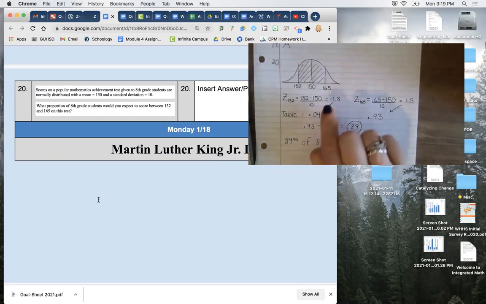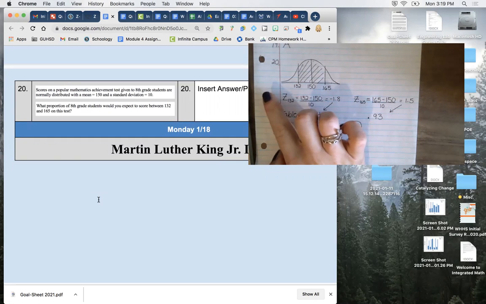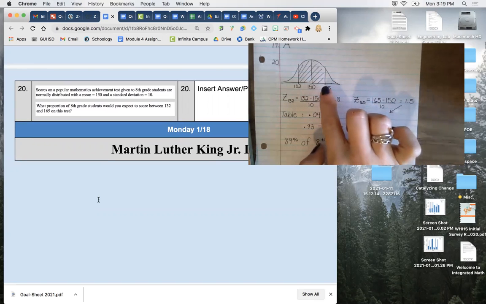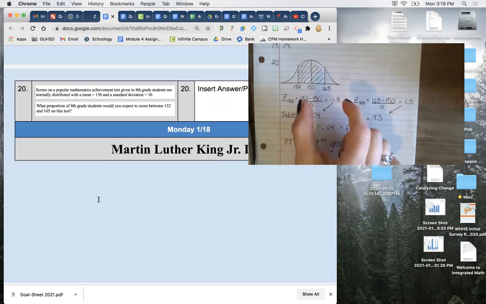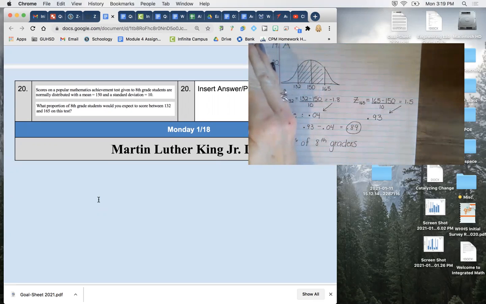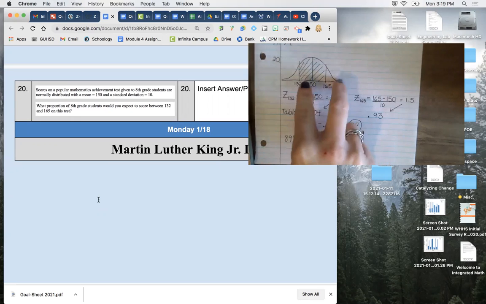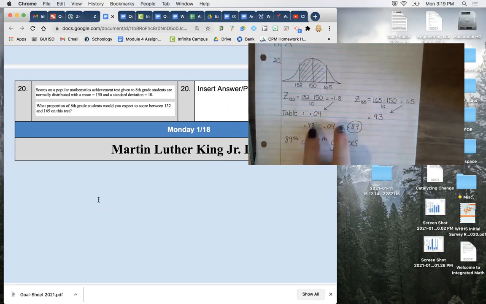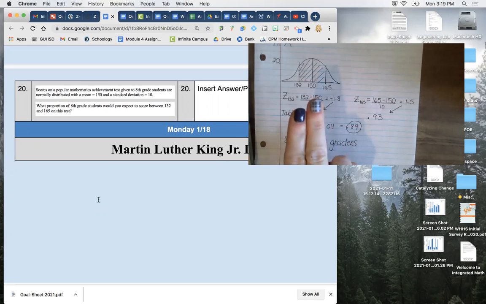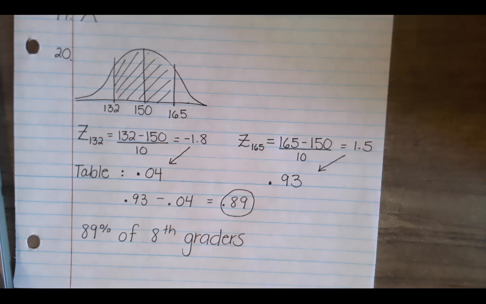I went to the table to find the values. So this gave me 4% to the left. This one gave me 93% to the left. In order to get the area in between, I take that 93%, but I have to take out that 4% that I found. So I take 93% minus 4%. I always do that for those middle values, like when you're doing in between. And we get 89% of 8th graders would score between 132 and 165. And that is all for this week.